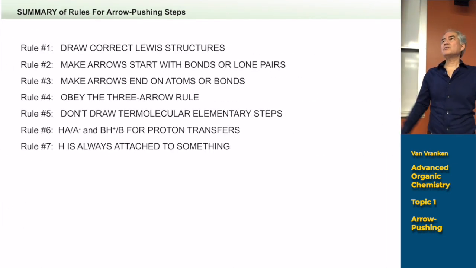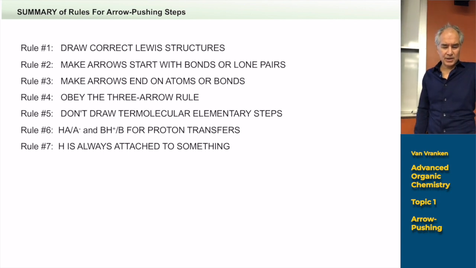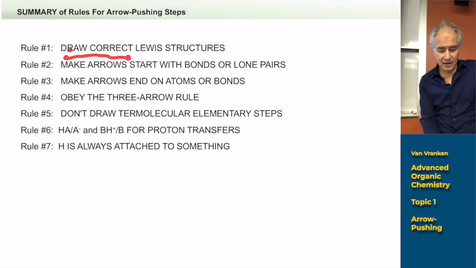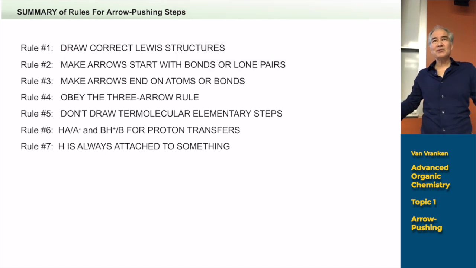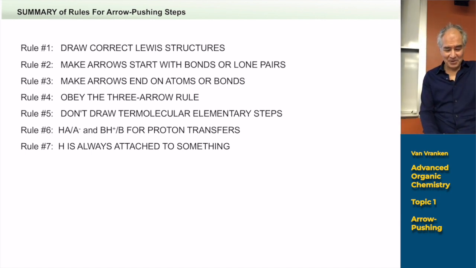We're practicing those rules this week in discussion section, just drawing out Lewis structures, drawing out simple mechanisms. Well, not all simple, but some of them relatively simple that you might have seen in a sophomore organic chemistry course. So rule number 1, remember, draw correct Lewis structures. That's the way we start. If your Lewis structures aren't correct when you start, you're not going to end up anywhere good by obeying arrow pushing rules.